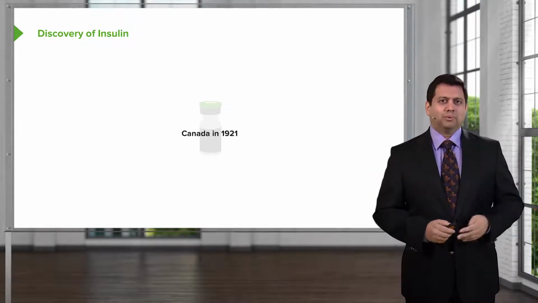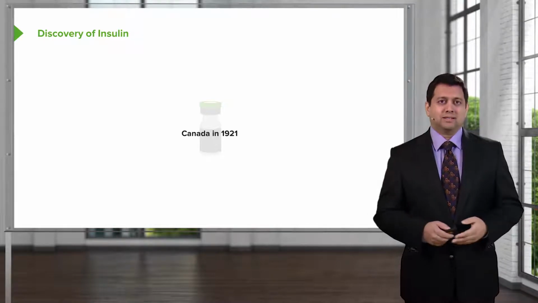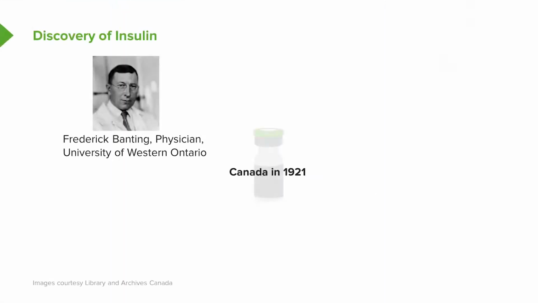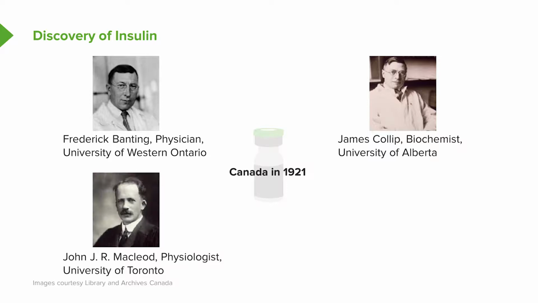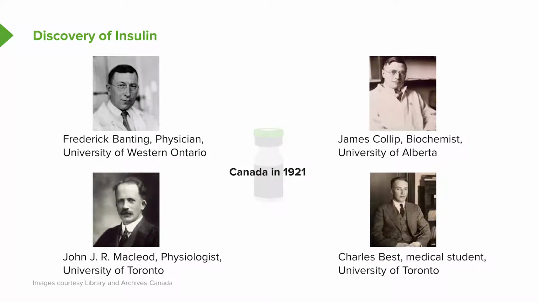There were four important individuals which led to the discovery of insulin. The first was Frederick Banting, who was a physician studying at the University of Western Ontario. The second was a man by the name of James Collip, a brilliant biochemist at the University of Alberta. J.J.R. Macleod was a physiologist who was working at the University of Toronto. And finally, Charles Best, who was a medical student at the University of Toronto.